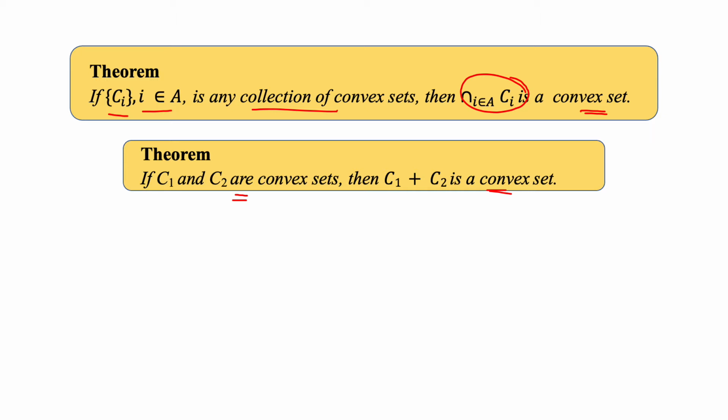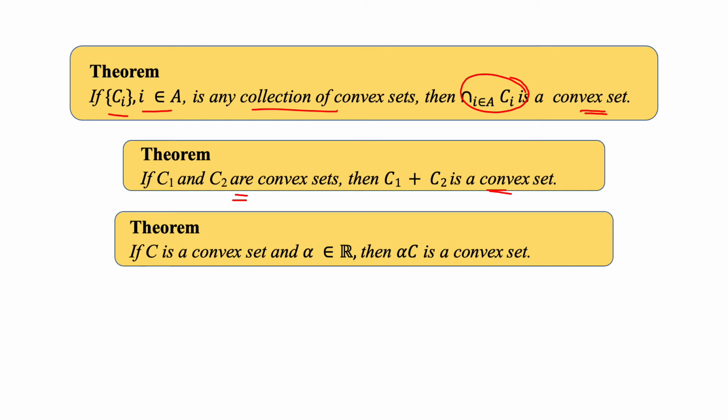And the third is, if C is a convex set and alpha is a real number, then alpha C is also a convex set. So by using these three theorems we can generate new convex sets, and by using these theorems we basically define the different properties of convex sets. Let us look at some results to generate new convex sets.